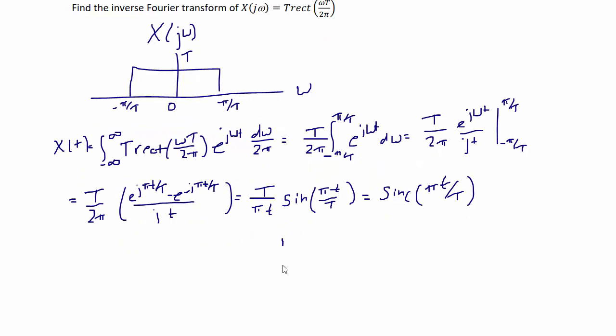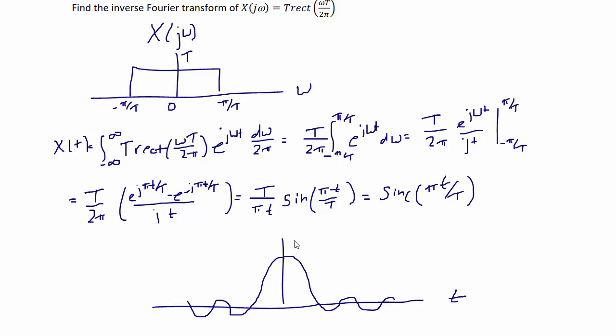So here we have a sinc with an amplitude of 1, and the 0 crossings are at multiples of capital T. So here we have T, negative T, 2T, negative 2T, and so on.